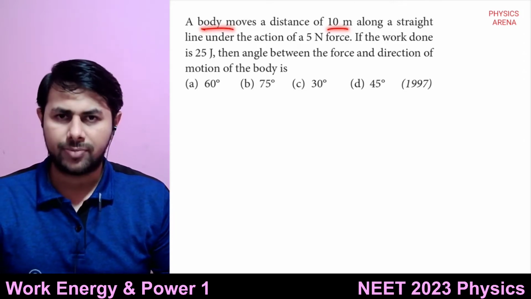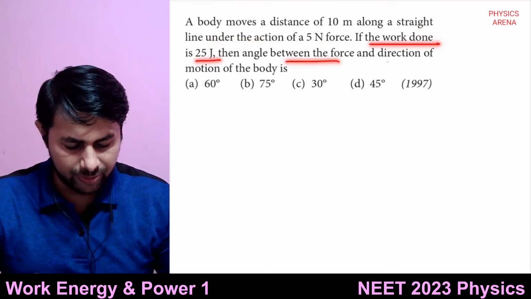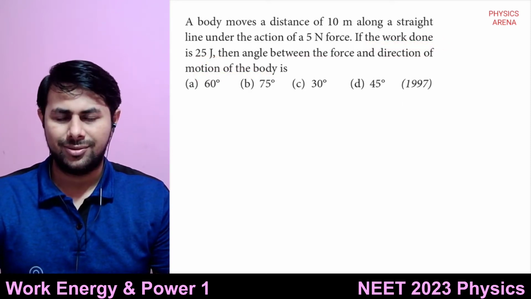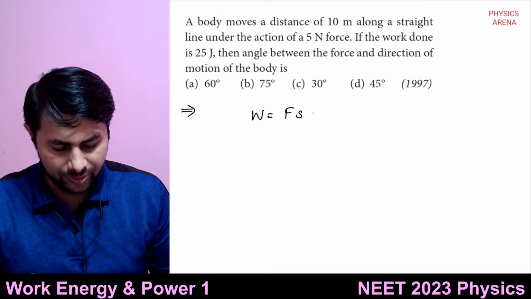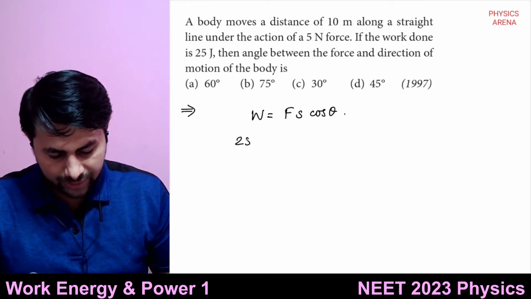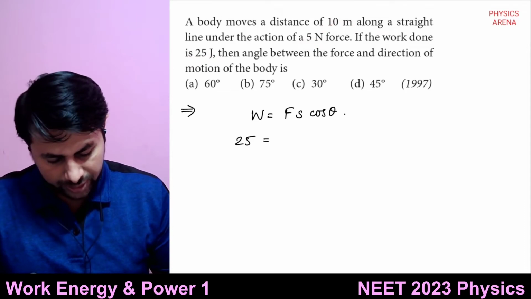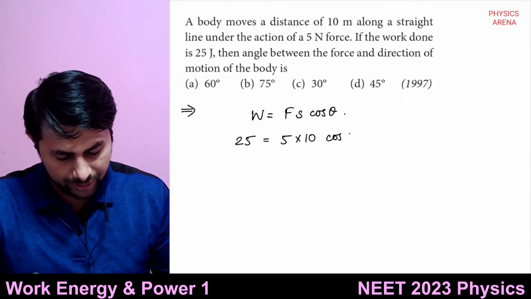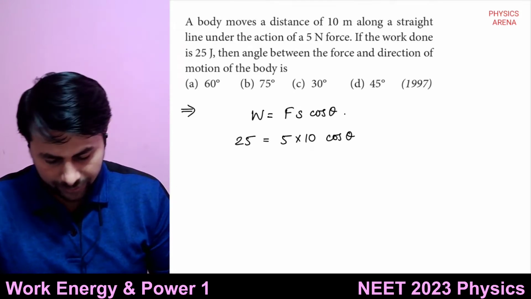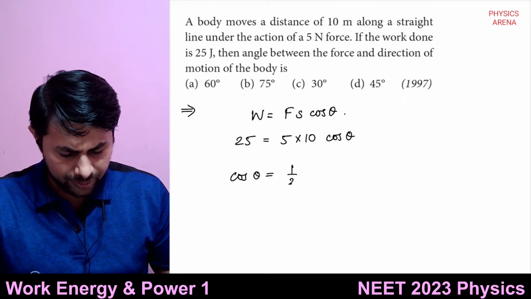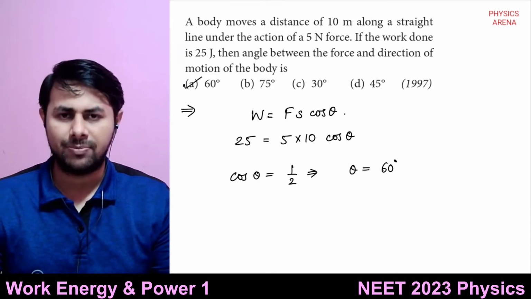A body moves a distance of 10 meter along a straight line under the action of 5 Newton force. If work done is 25 joule, then the angle between force and direction of motion of body is? So this is simple. Work done is the dot product of force and displacement, so it is F into S multiplied by cos of theta. Work done is given, it is 25 joules. Force is 5 Newton. Displacement is 10. So it is 5 multiplied by 10 multiplied by cos of theta. So 5 times 10 is 50. Take that 50 on the left side. So 25 upon 50 is 1 by 2. Cos theta equals 1 by 2. So what is the angle? 60 degrees. Right. So this is also a simple problem.